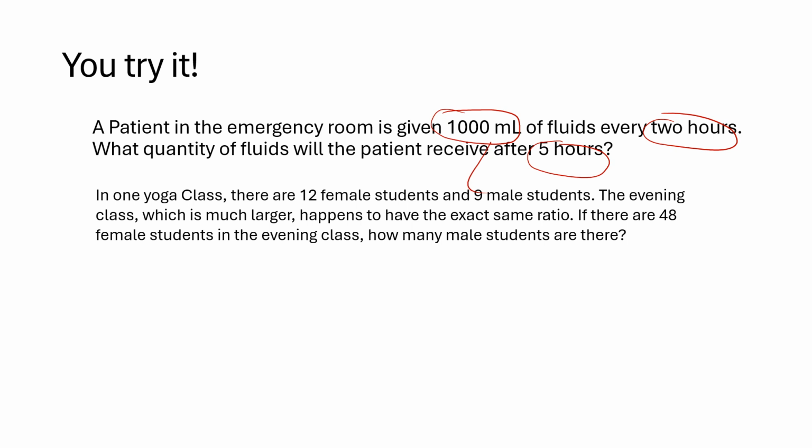So what about this one? This one talks about ratios. There is a 12-to-9 ratio. So 12 females for 9 males. Please ignore the handwriting. There are 48 females in the evening class. They have an exact ratio, so how many males are there?